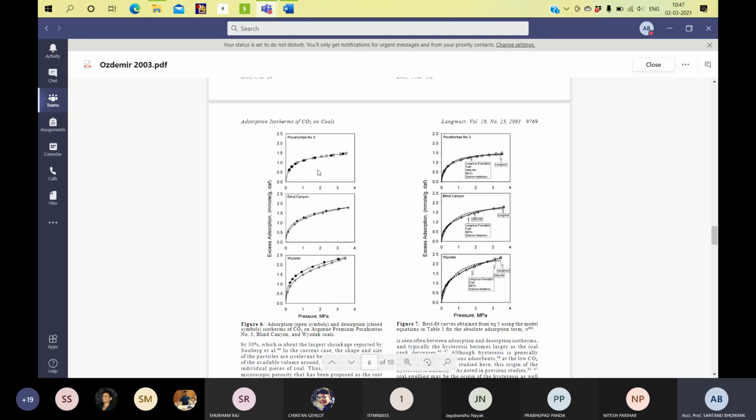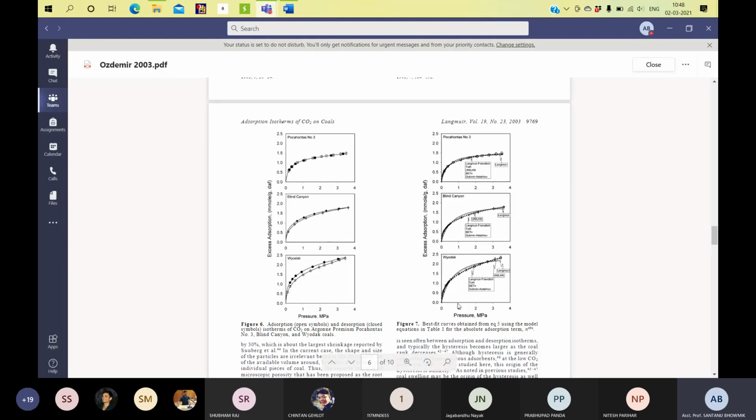Depending on the coal type, it may or may not be present for the same temperature and pressure condition. And you can see here, these are the same Argonne premium coals, Pocahontas, White Oak coal and Grand Canyon. These are the same coals which were used in the Busch work. And then they have fitted the experimental data with the modeling, and these are the modeling and these are the deviations.